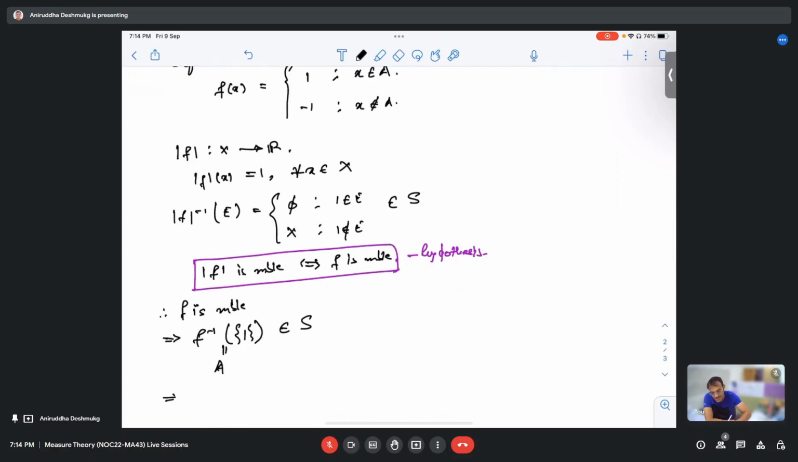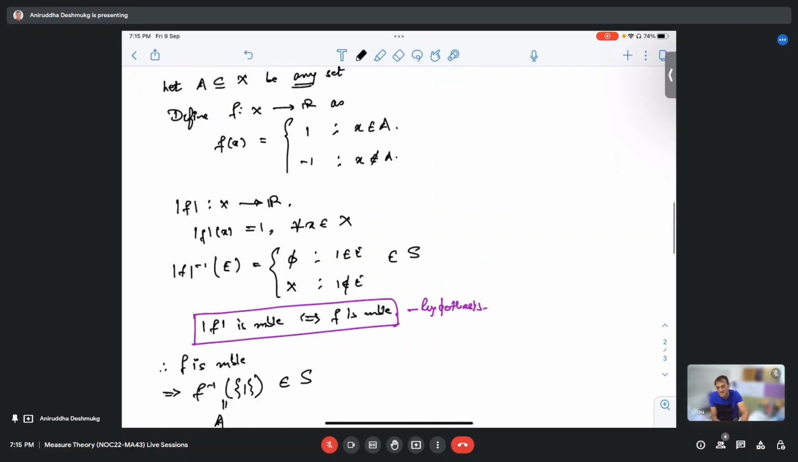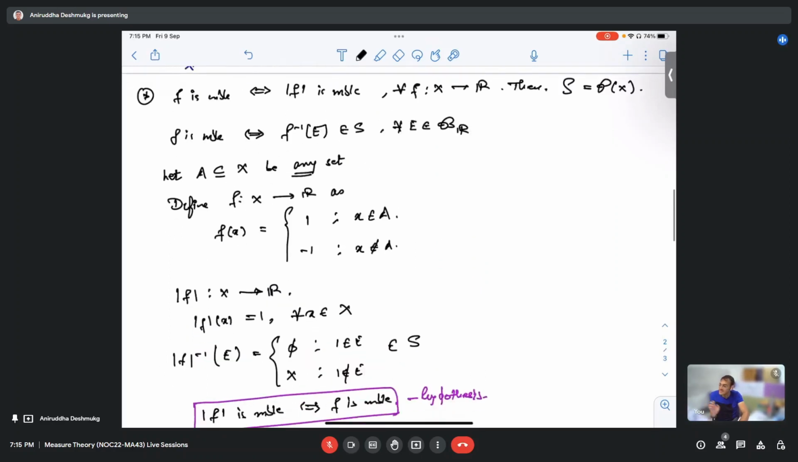What does this mean? f is measurable. No. See, f is measurable, we already proved, right? Okay, see, I think there is some communication gap. What do we have to prove? You tell me what you understand by the statement of the question?